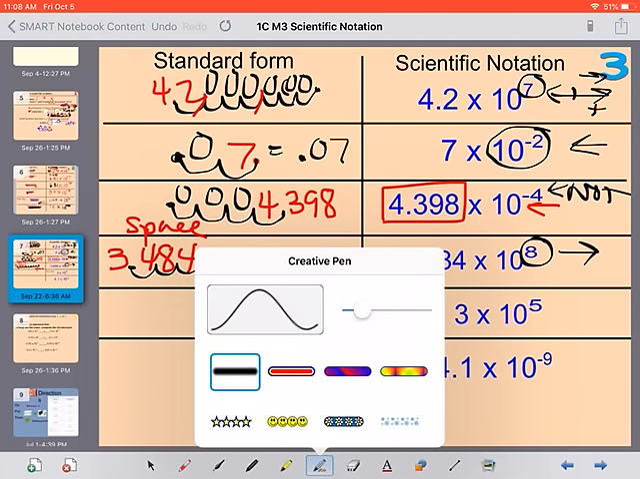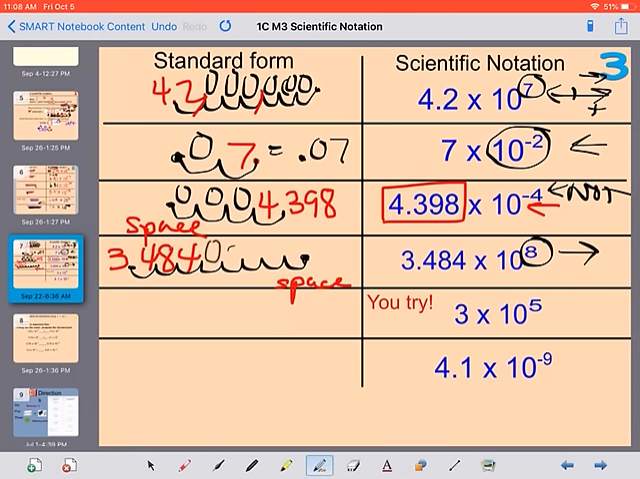Oops. 0, 0, 0, 0, 0. Again, if you want to rewrite the number, you can. Otherwise, you can just put a big comma after every 3. You have 348,400,000.